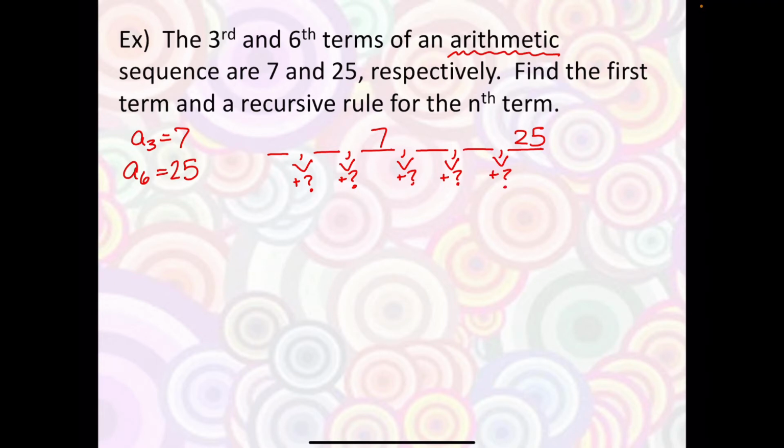If we're adding the same amount each time, one thing I could do is say, well, I know term 6 is 25. I can subtract term 3 from that and find that the difference is 18. That's not the common difference, though, because that's not the difference between each successive term. But I do know that that is the difference across 3 steps. So I can divide by 3 and find that each one then is 6. So that would be our common difference.